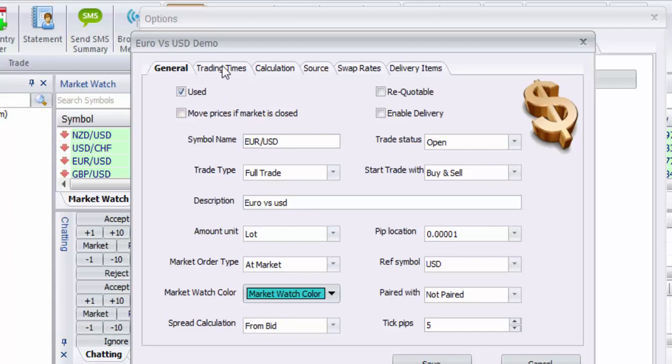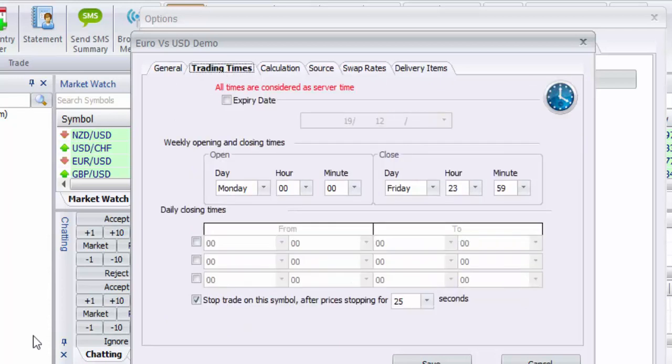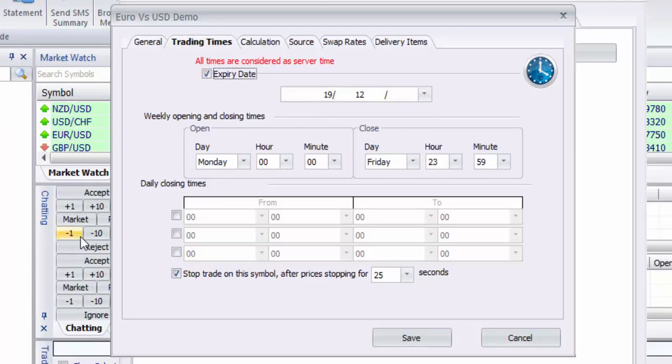and it mustn't be null or zero values. And let's go to the next step, which is trading times. Trading times, the time of opening and closing of the trading for the symbol through the week. So you set the opening and closing of the corresponding market for that symbol. Daily closing times is the time that the symbol stops working during the day.